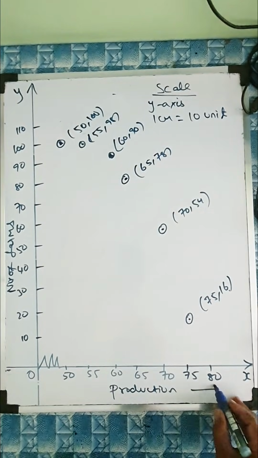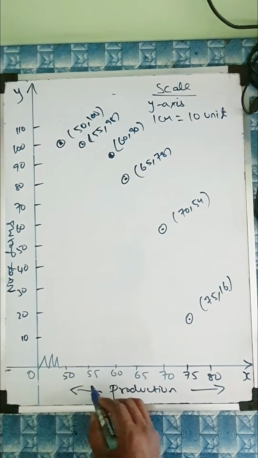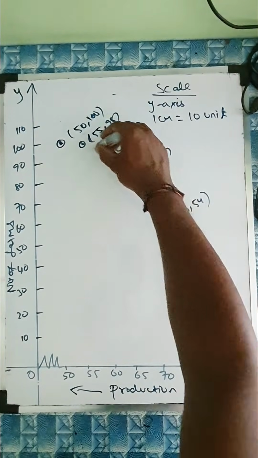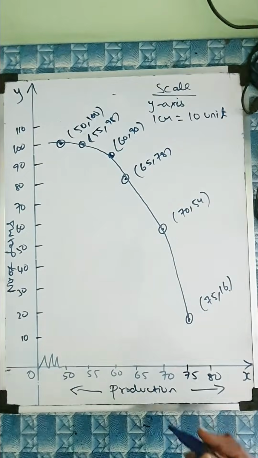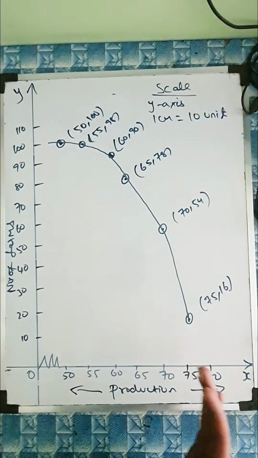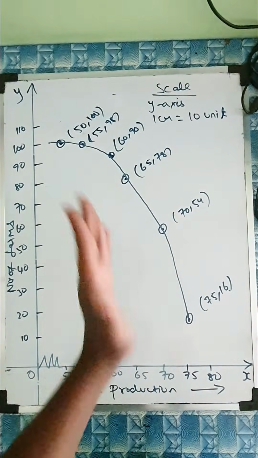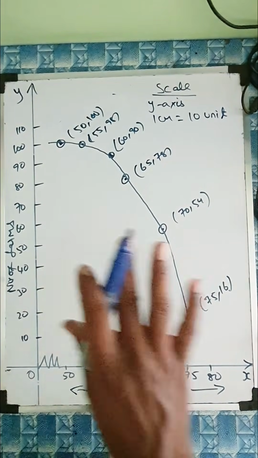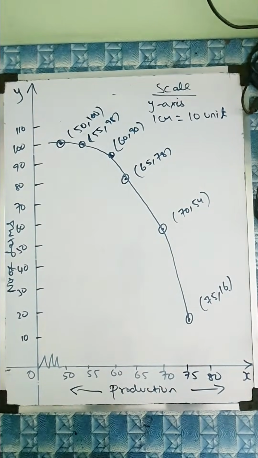So we'll just join these. This is the more than ogive. More than ogive means we go from here to here. Less than means from here to here. You should know the difference. Everything you plot, the points and all these details, write carefully, then only can you get full marks for these questions.